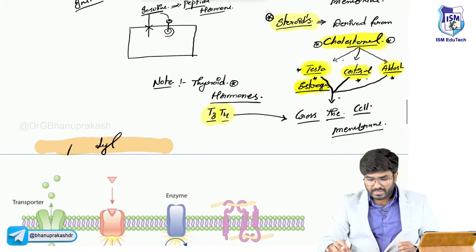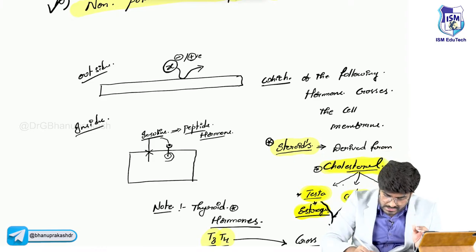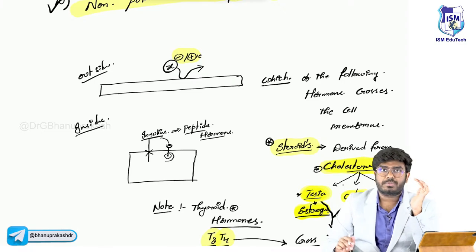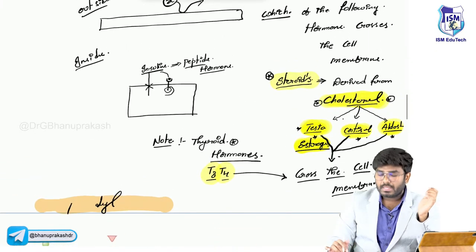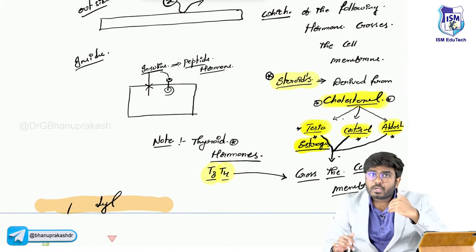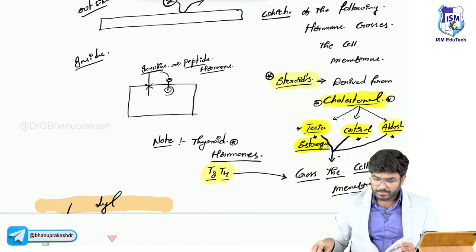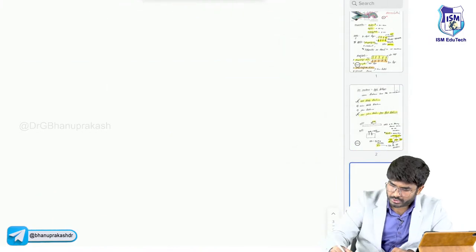At the end of the day, the concept which I want you to know is, any substance which is having a charge, or any water-soluble substance, cannot cross the cell membrane. The lipid-soluble substances, like the steroid hormones, they will cross the cell membrane. Now my question to you, just answer me. If you are using your brain, you should answer this.